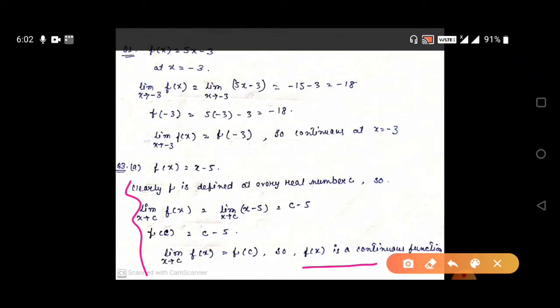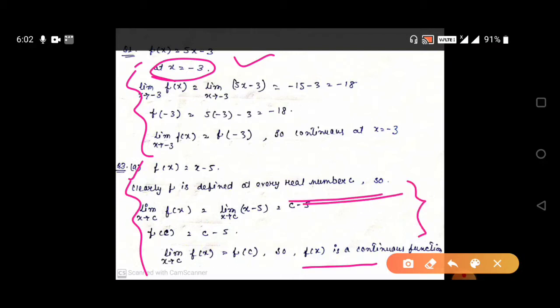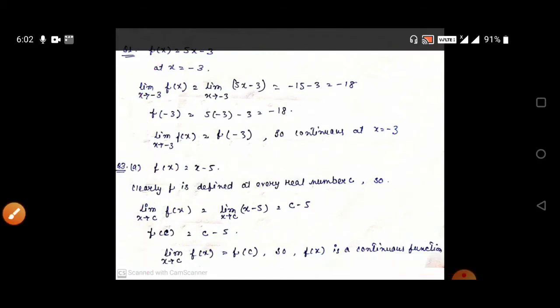So the difference between question number 1 and question number 3 is, in question number 1 they have mentioned at which point we have to find the continuity. In question number 3 they have not mentioned at which point you have to find the continuity. Whenever the point is given you have to do in this way. Whenever the point is not given you have to check for every real number, in this way taking c. So these are two kinds of questions.